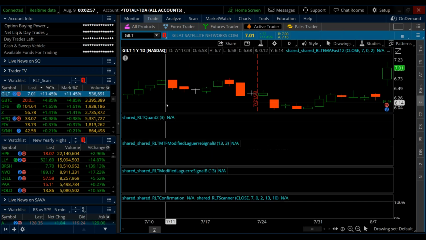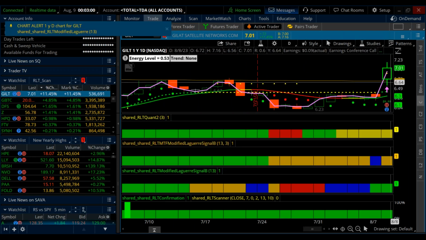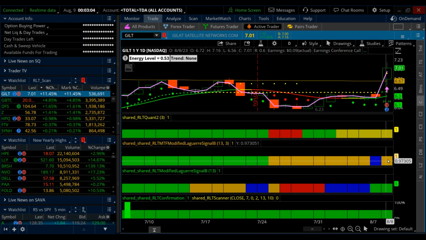So I look at GLIT, and I see this gap up. See, this is on earnings. It's gapping up. You notice we've got yellow on the current time frame and green on the multi time frame.